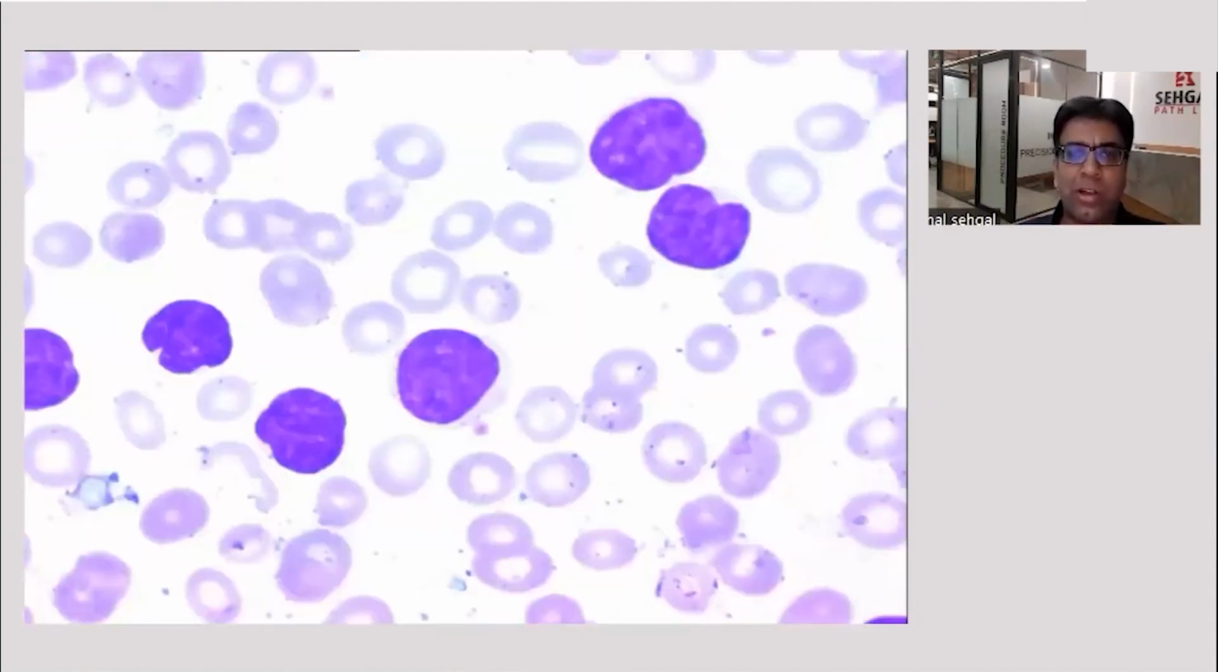And two lymphomas where we see these notches and clefts very often are mantle cell lymphoma and follicular lymphoma. These are just subtle clues. You need to confirm that on flow.